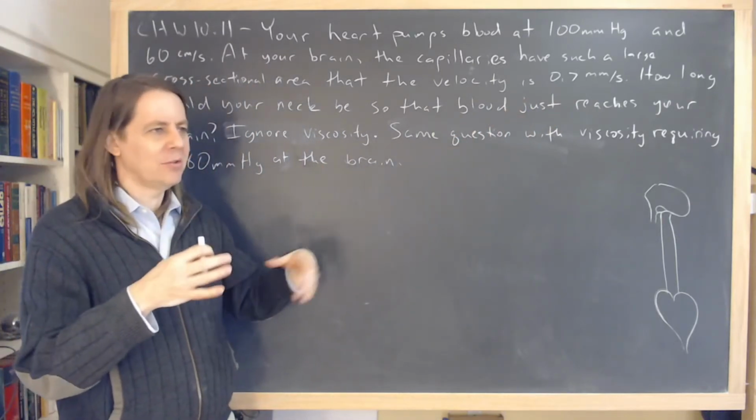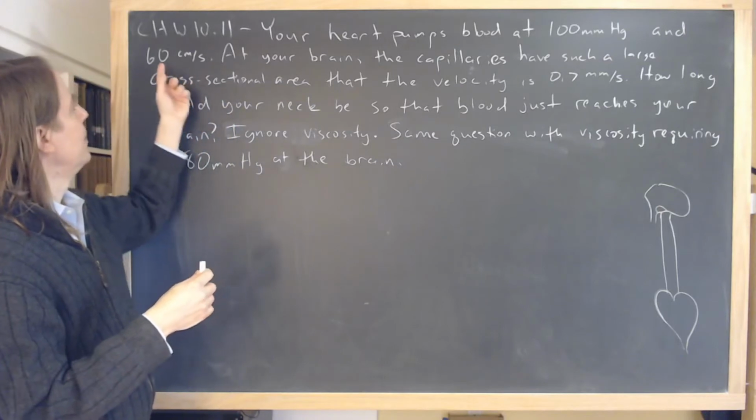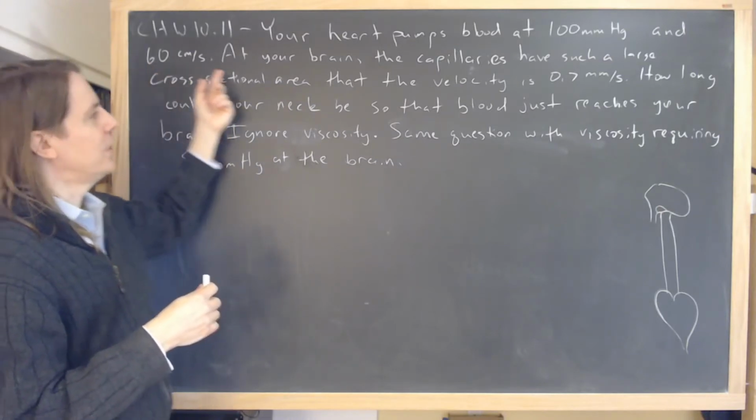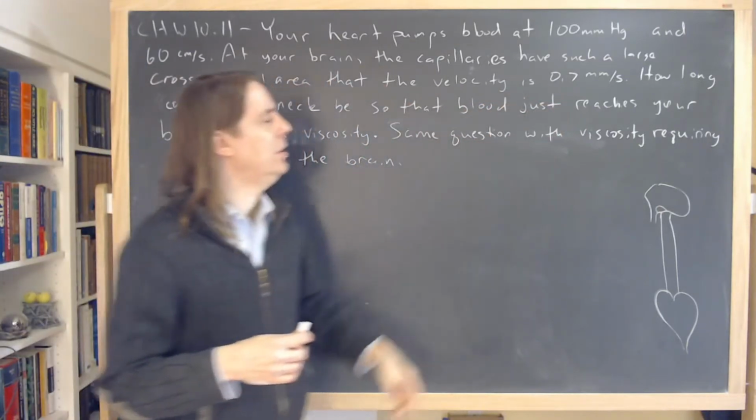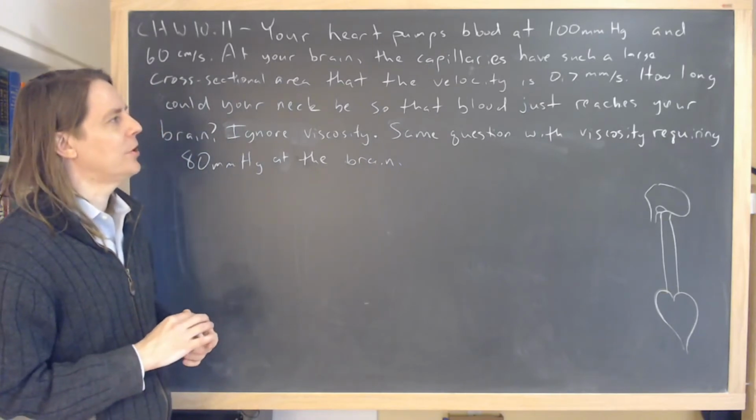Instead of giving you the areas and making you calculate it, we just told you that here you have a small area, you're at 60 centimeters per second. Here you have a huge area, it's all the way down to 0.7 millimeters per second.